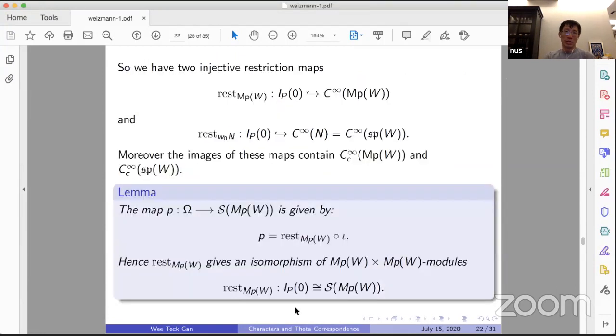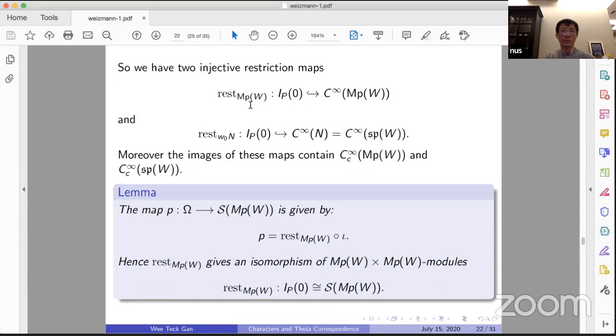In other words, we have two injective restriction maps. You give me some section in this principal series, and I can restrict it to, for example, the open Bruhat cell. Then I'm just going to get some smooth functions on N. Maybe I should write W0N, but I just identify it with N, which are smooth functions on the Lie algebra.